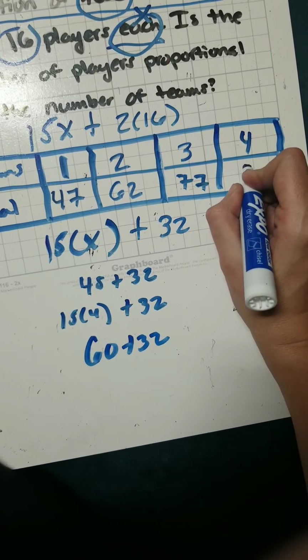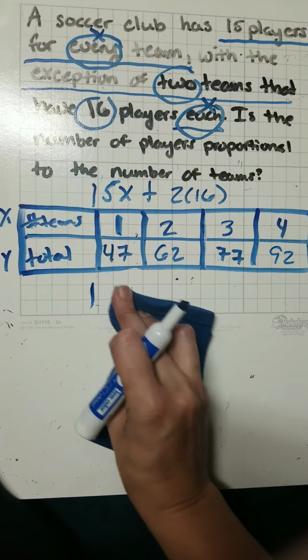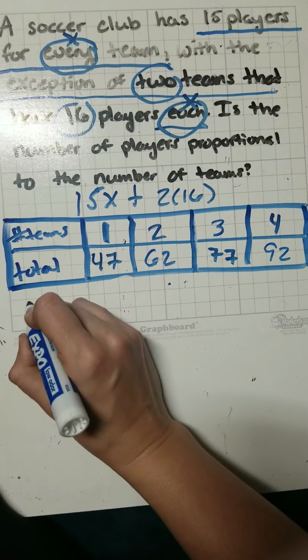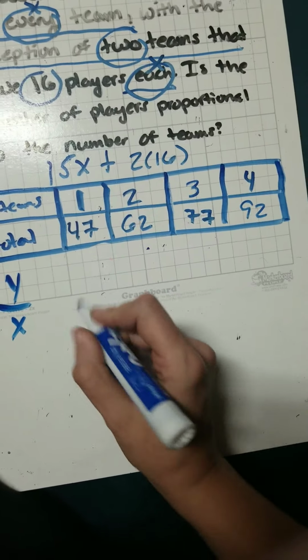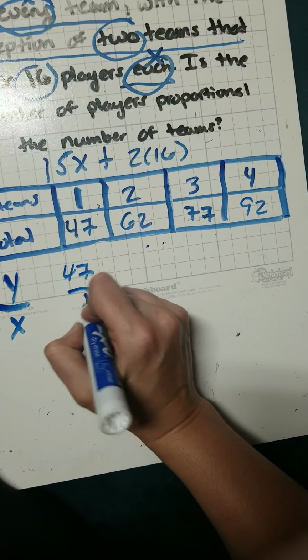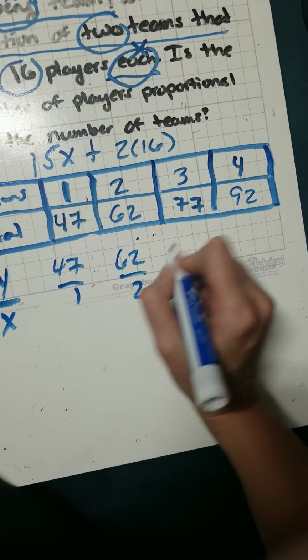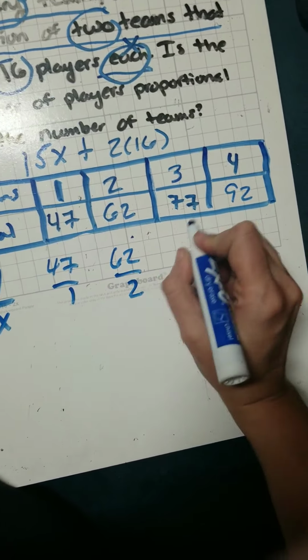So now I'm going to show you by using our division, because that's how we determine what our constant of proportionality is. I'm going to divide my dependent by my independent variable. So 47 divided by 1, 62 divided by 2, 77 divided by 3, and 92 divided by 4. In order for this to be proportional, every single one of these unit rates has to be the exact same.